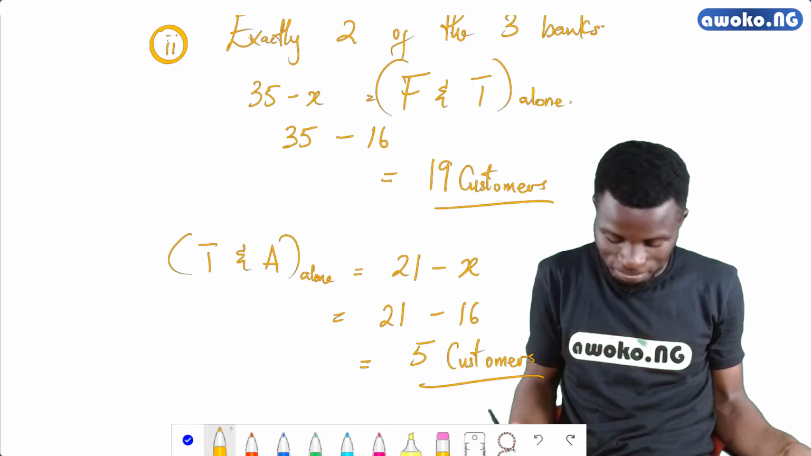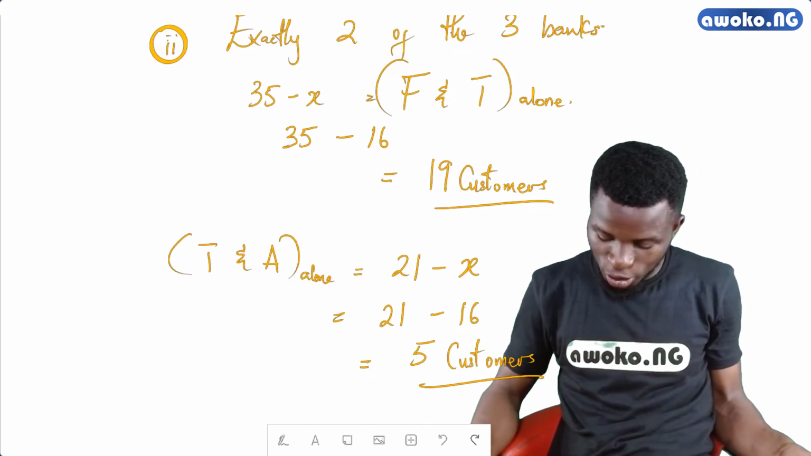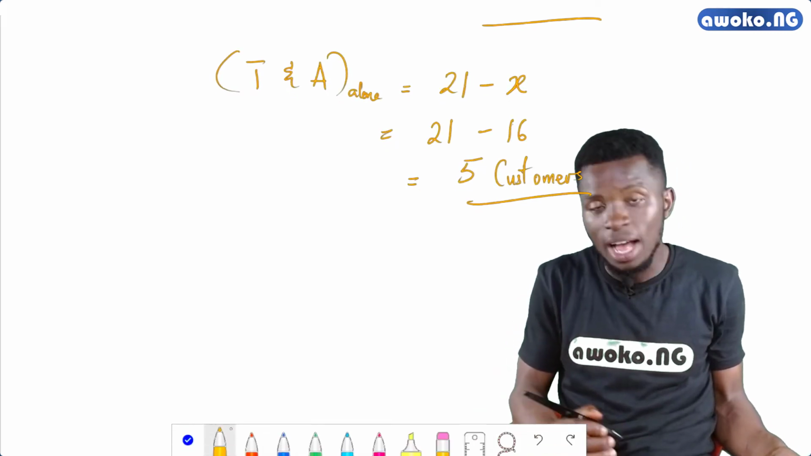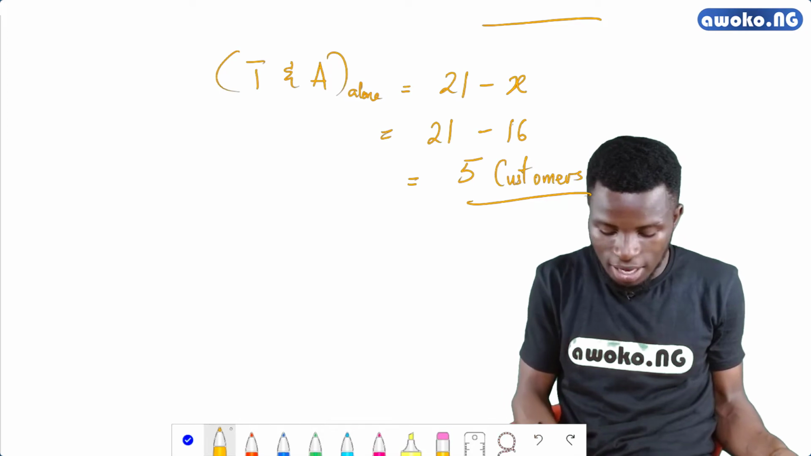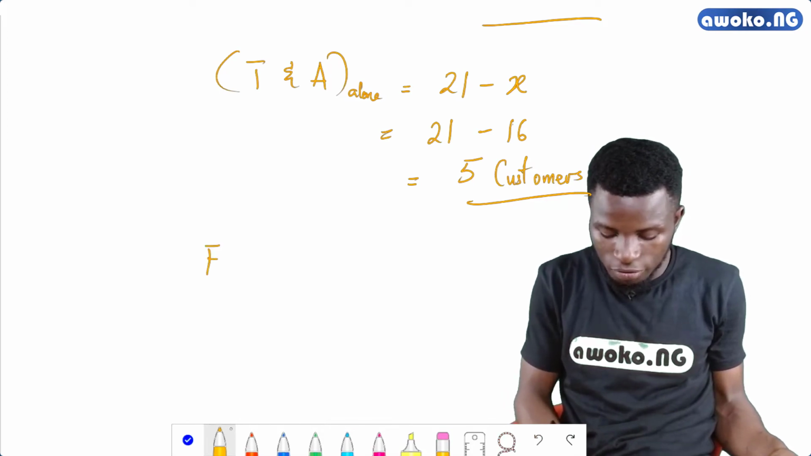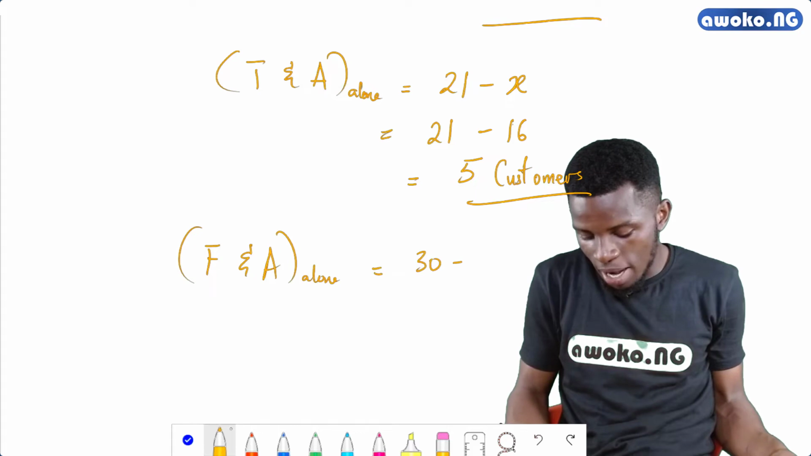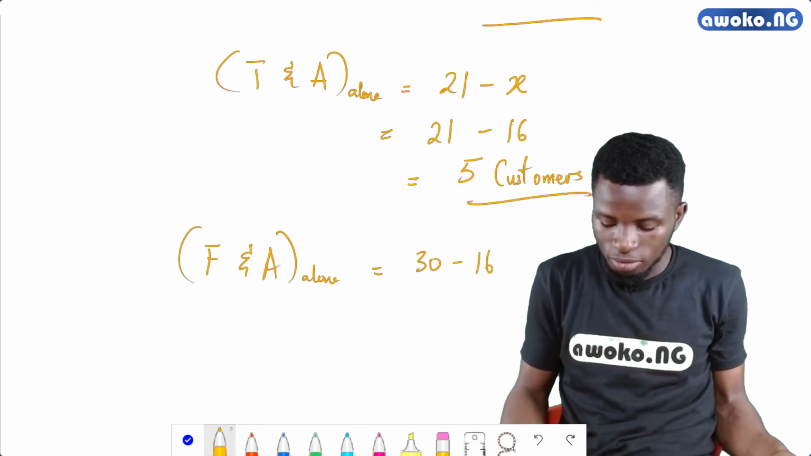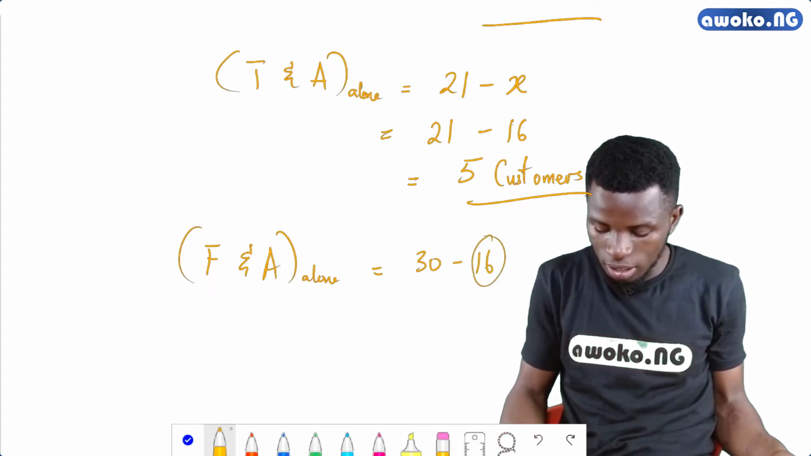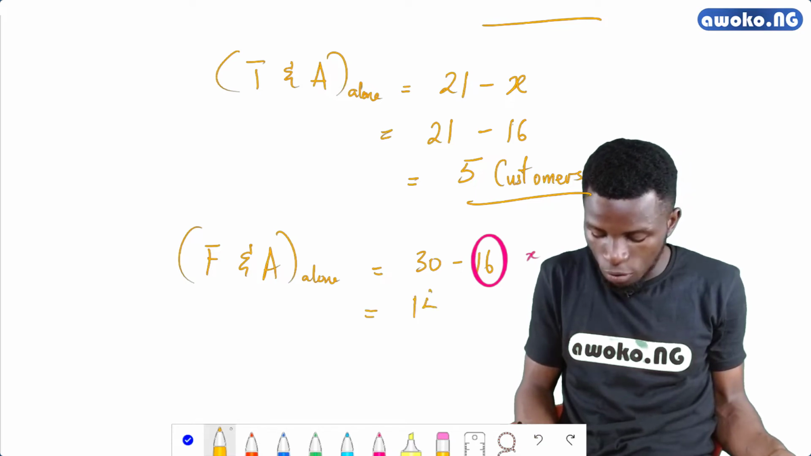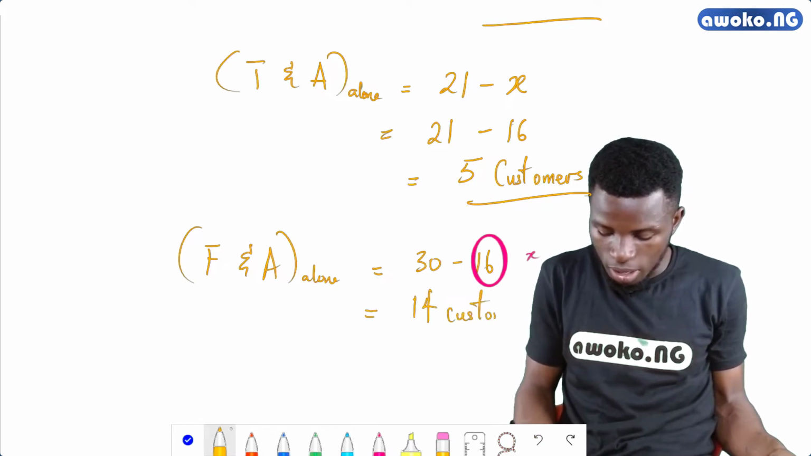This is becoming clearer. Then, I'm sure you should be able to solve for the last one, which is First and Access Bank. So the third one, First and Access Bank alone, will give us 30 minus 16, because our X now is 16. So 30 minus X, which is 30 minus 16. And this will give us 14 customers.